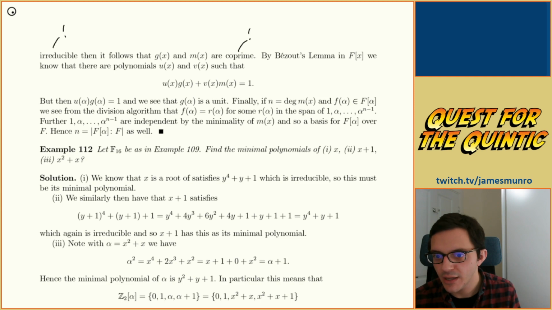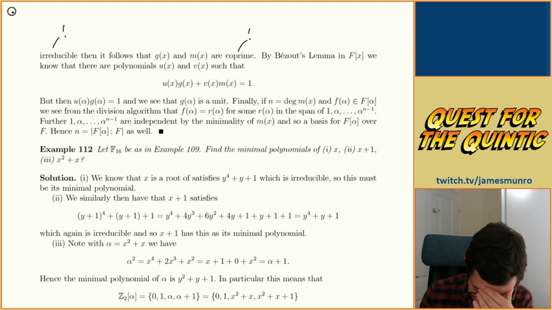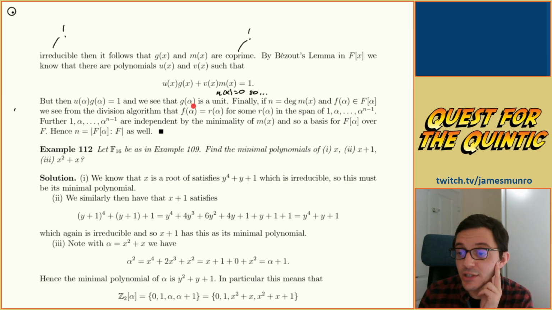Finally, if n is the degree of m. So g of alpha is a unit. Right, because m of alpha is 0. So u of alpha times g of alpha is 1. We see g of alpha is a unit.